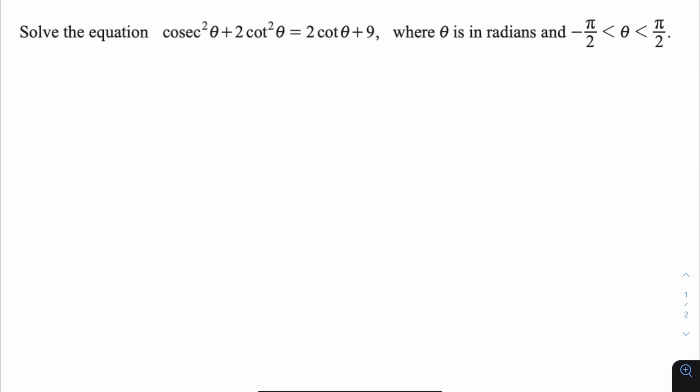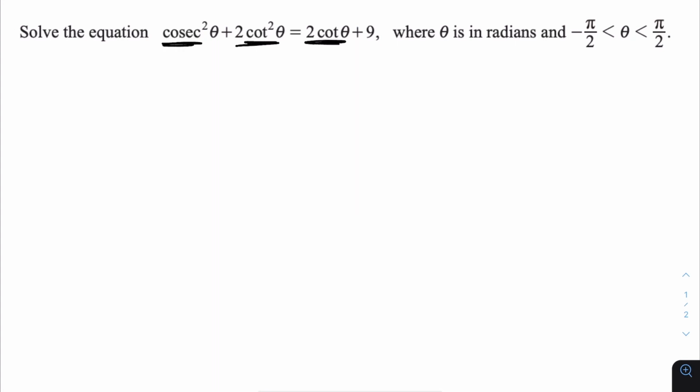Okay, so to solidify our understanding, we're going to do one last problem. So we have to solve the equation cosecant squared theta plus 2 cotangent squared theta is equal to 2 cotangent theta plus 9, where theta is in radians and theta is larger than negative pi over 2, but less than pi over 2.